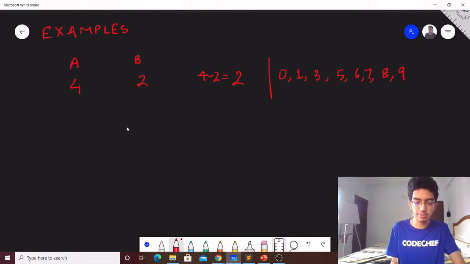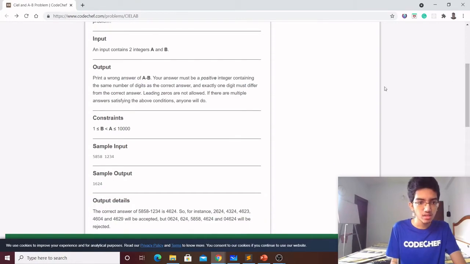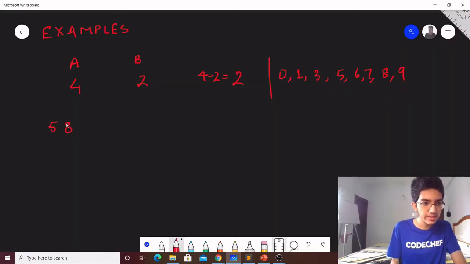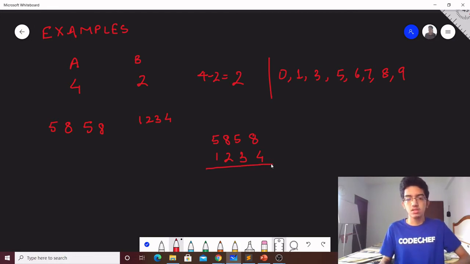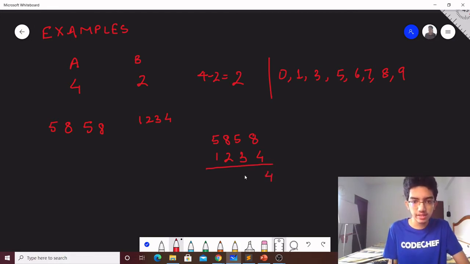Let's take a bigger example, like the one given in the question. We are given A as 5858 and B as 1234. Let's perform this subtraction: 8 minus 4 is 4, 5 minus 3 is 2, 8 minus 2 is 6, and 5 minus 1 is 4. This here would have been our correct answer.